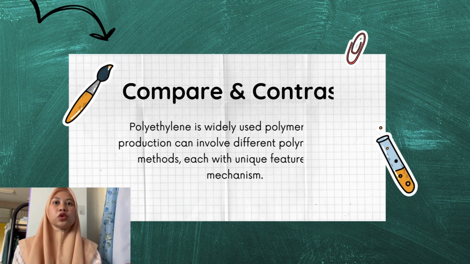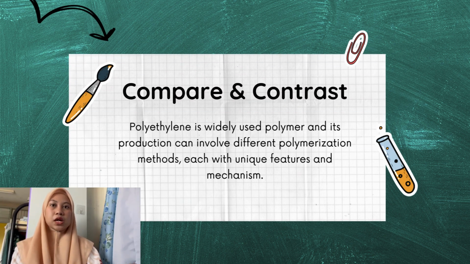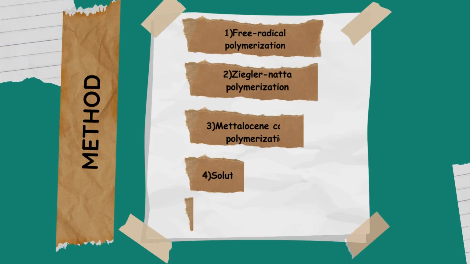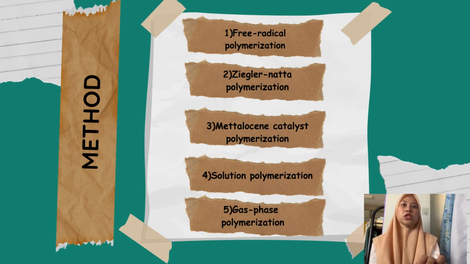3B. So today I want to present about compare and contrast. Polyethylene is a widely used polymer and its production can involve different polymerization methods, each with unique features and mechanisms. We have 5 methods, which is free radical polymerization, Ziegler-Natta polymerization, metallocene catalyst polymerization, solution polymerization, and gas phase polymerization.